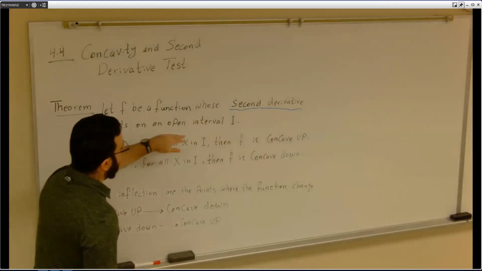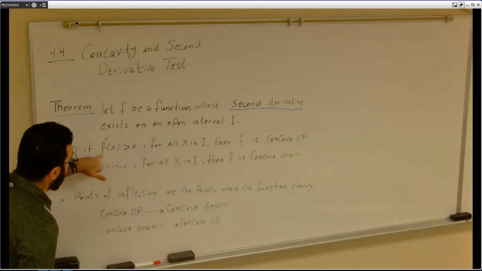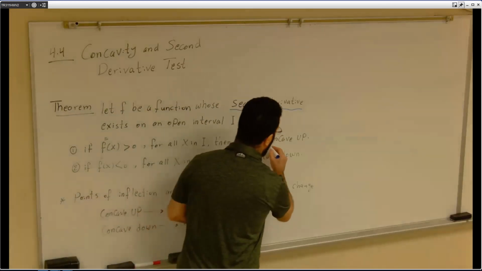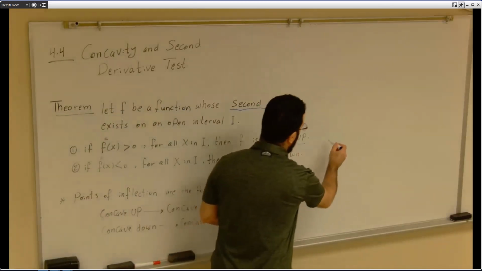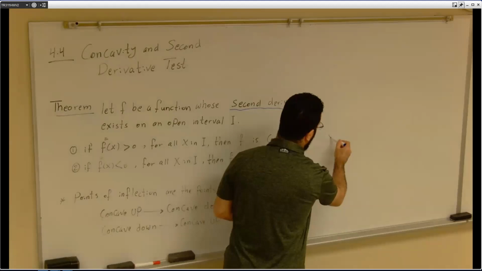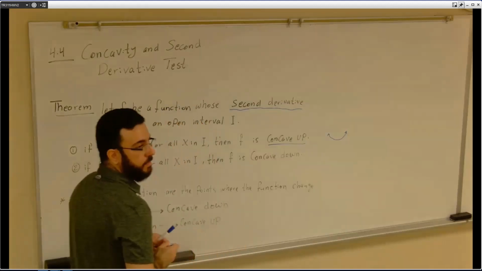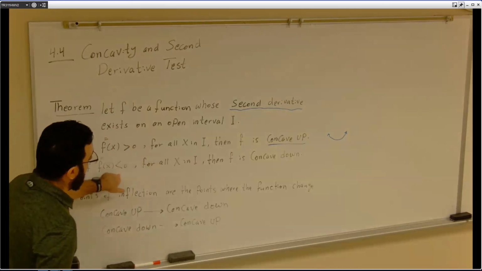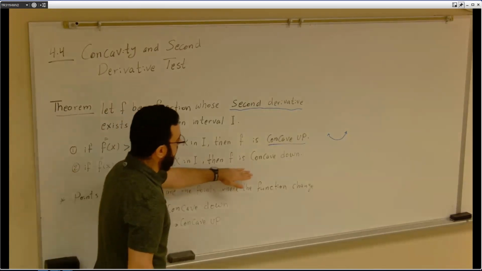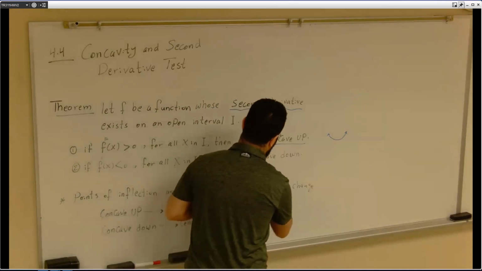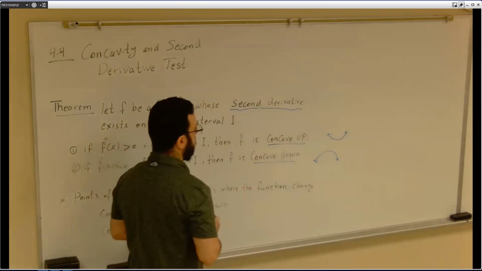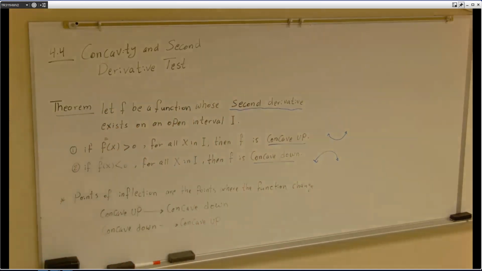Suppose the second derivative exists on an open interval I. If the second derivative is greater than 0, that means it's concave up. That means the function looks like this. If the second derivative is less than 0, that means negative, it's going to be concave down. This is just like a general graph.